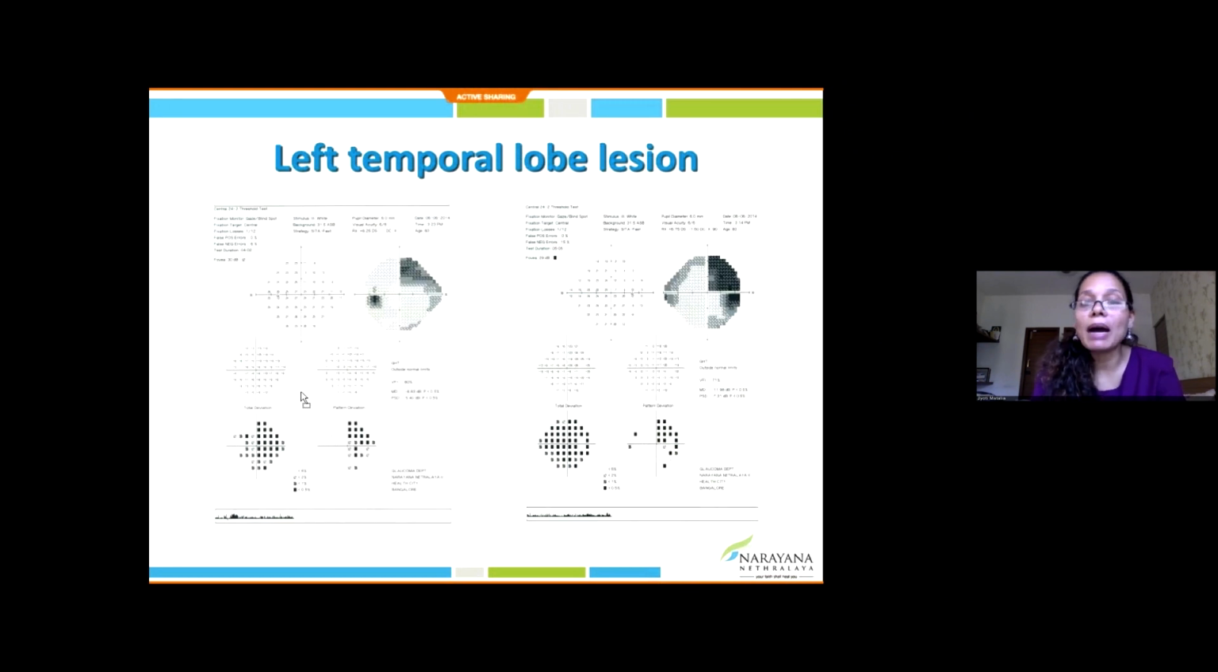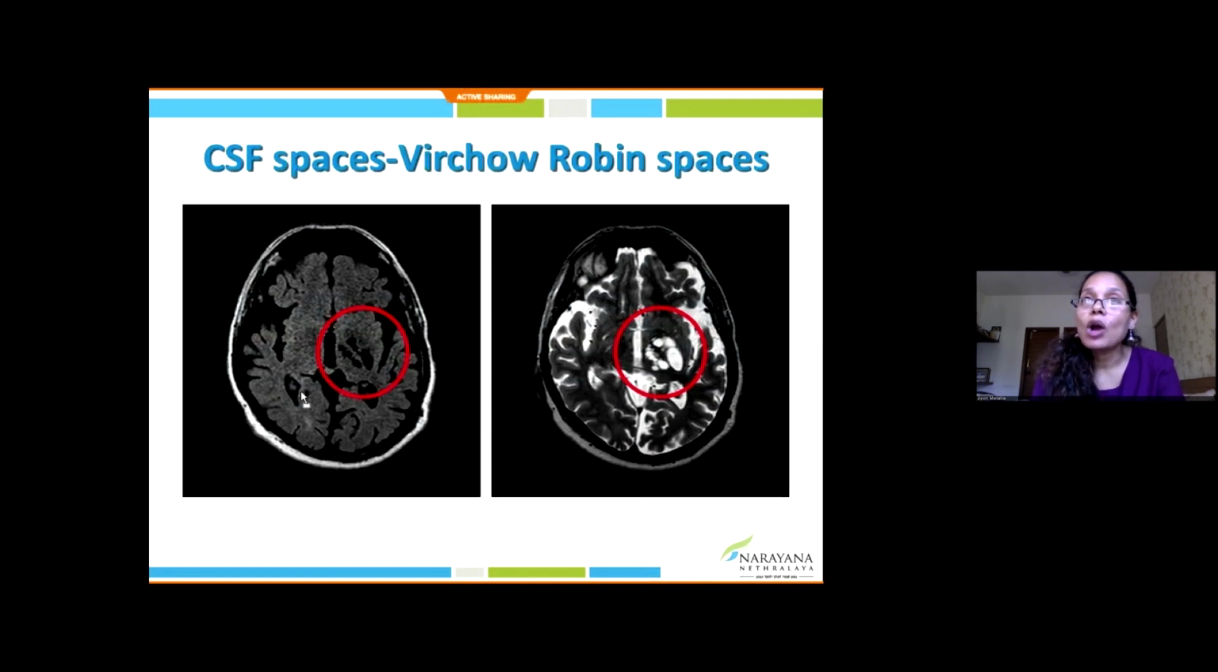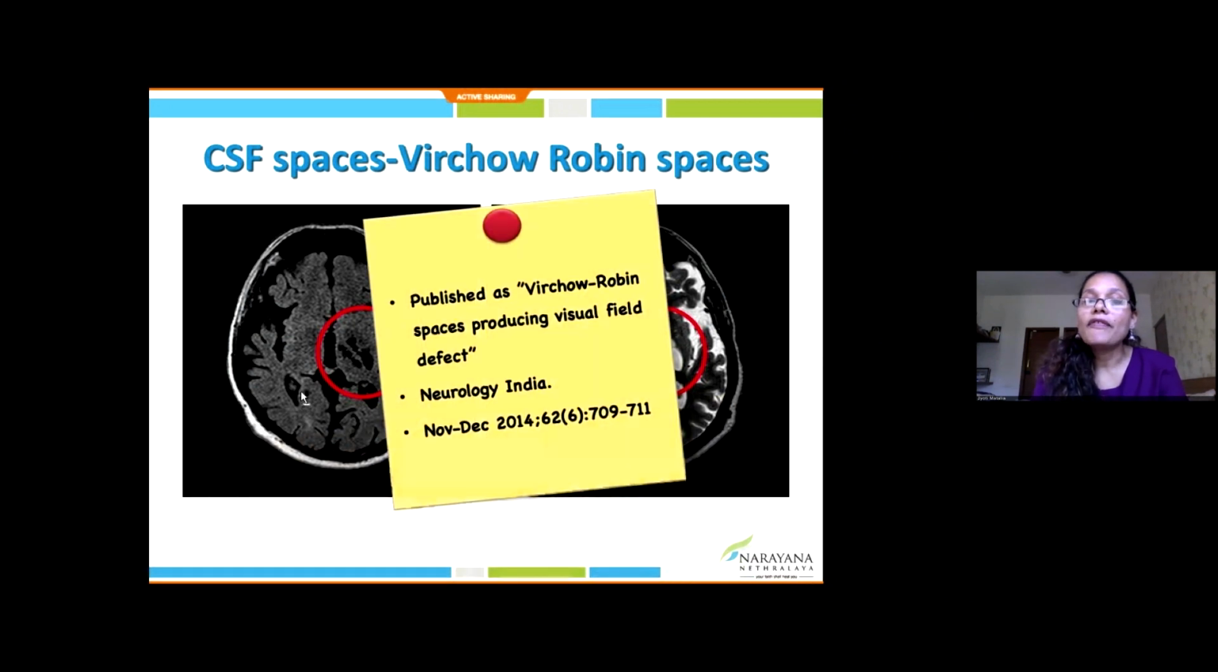But when we got his MRI done, what we noticed was these CSF spaces, which are called Virchow-Robin spaces, which was causing the field defect. It was permanent, it does not resolve, and you don't need to do any surgery for this. We had reported this in Neurology of India as first time any CSF spaces producing visual field defect. This was in 2014. Let's look at case 5.